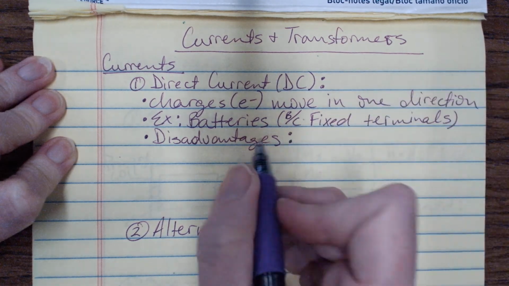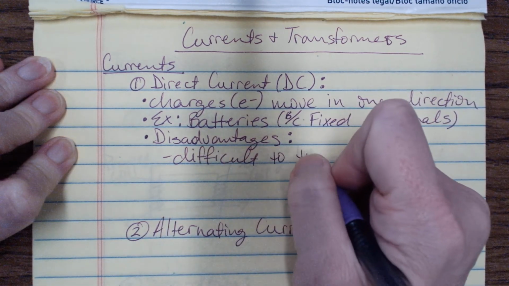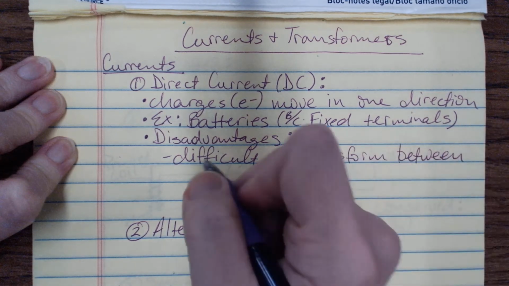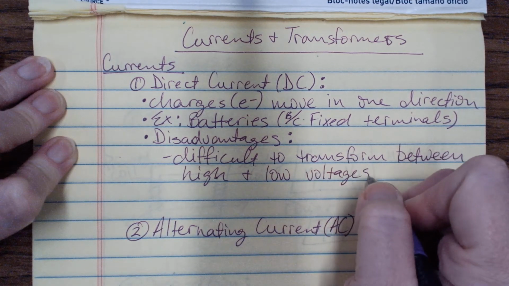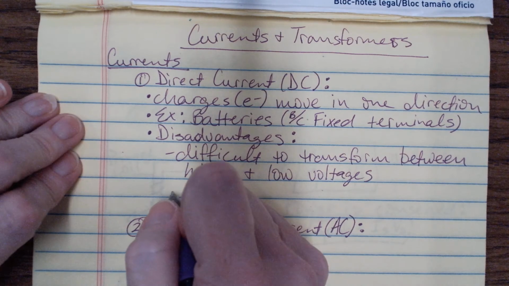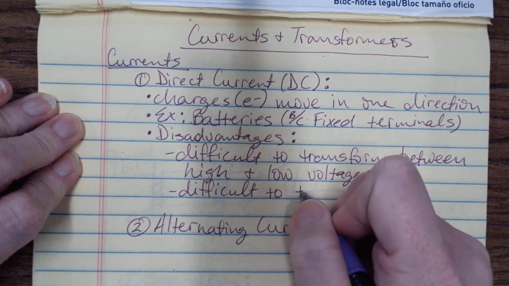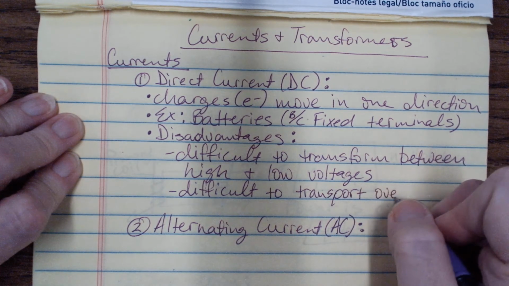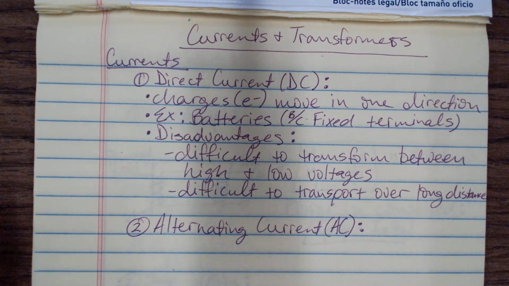Okay? So one is, this is difficult to transform between high and low voltages. Okay, so you kind of lose some energy when you're trying to transfer between, and it's difficult to transport, like through a wire, over a long distance. Okay, so these are typically like short range type of things.